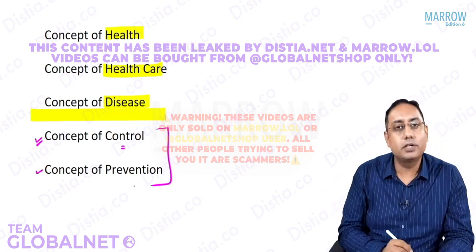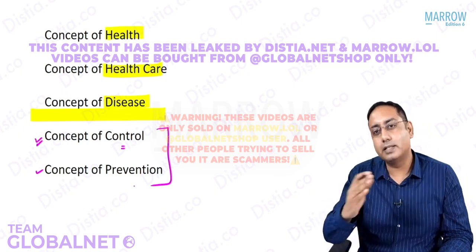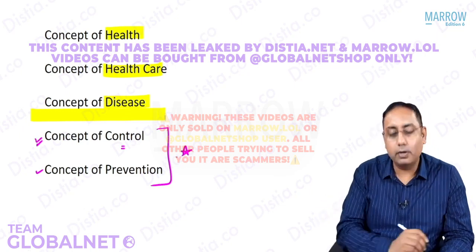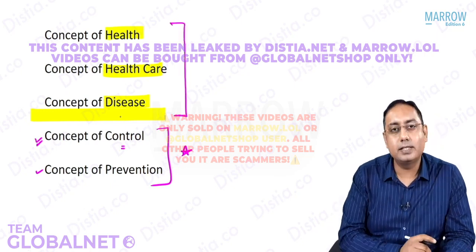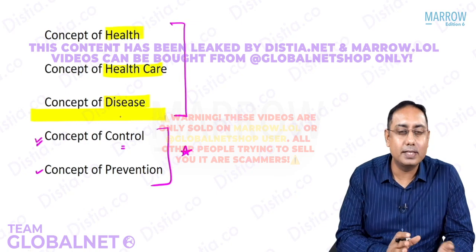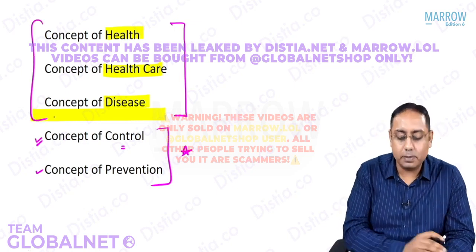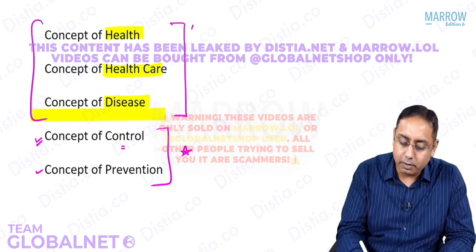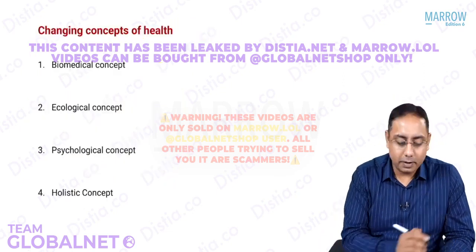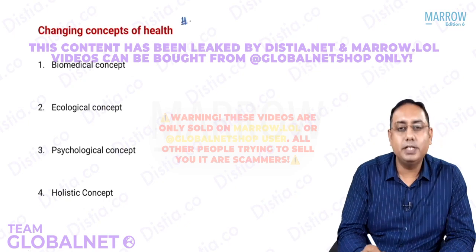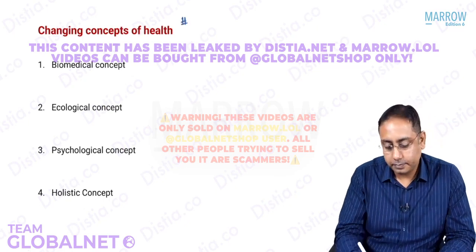The concept of disease control and prevention has been taken in a separate module, which is kind of important from the PG entrance point of view also. But from the UG exam point of view, from your Viva exams, the concept of health, concept of disease, and healthcare is important. So the first topic of the day is: what are the changing concepts of health?